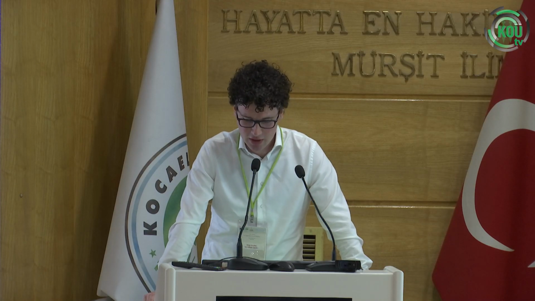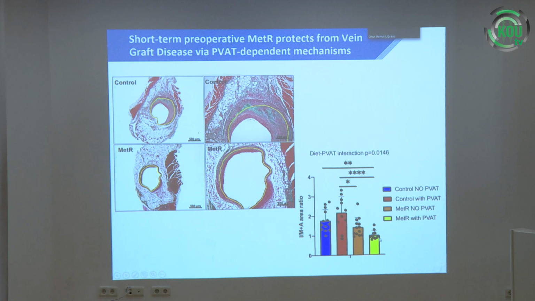When we now quantify the intima to media area ratio, we actually see quite an interesting thing, that when we compare the control without PVAT and the methionine restriction without PVAT, you don't see that much of a difference. But when you compare the control with PVAT and the methionine restriction with PVAT, you actually see a very significant reduction in the intima media area ratio, meaning that indeed potentially there's a phenotypic switch in this PVAT, where it goes from, well, if you could say maybe bad PVAT that increases your adverse vein graft remodeling, where it then switches to having a protective effect.